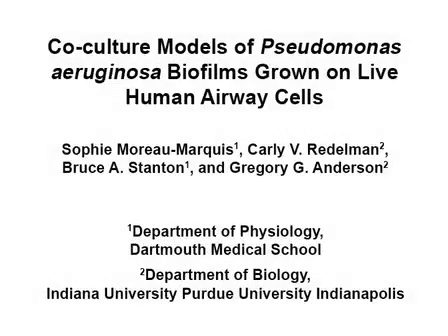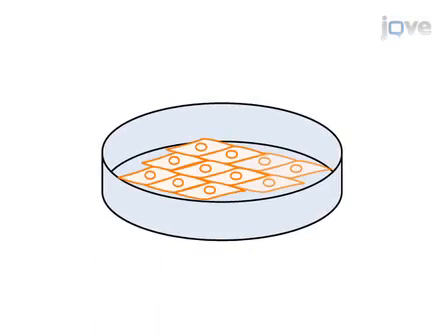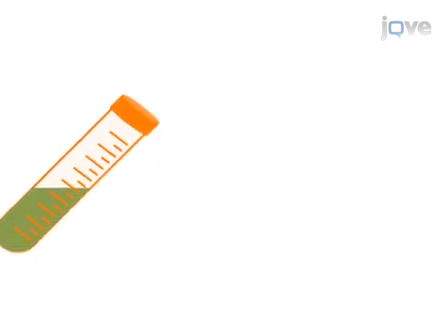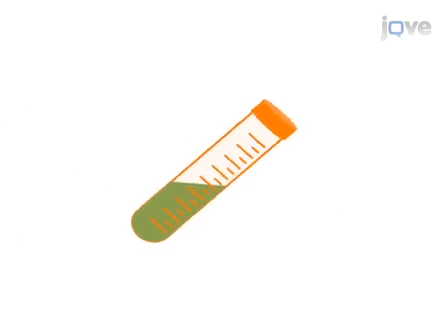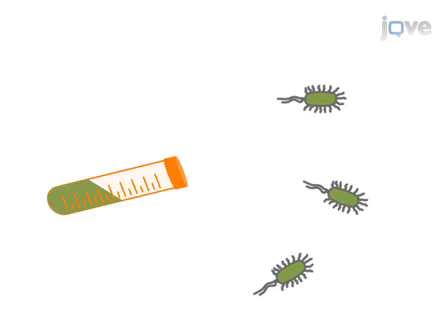The overall goal of this procedure is to grow Pseudomonas aeruginosa biofilms at the apical surface of live human airway epithelial cells. This is accomplished by first establishing a confluent monolayer of airway epithelial cells on a plastic surface or a glass cover slip. The second step of the procedure is to grow a culture of P. aeruginosa bacteria constitutively expressing the green fluorescent protein.